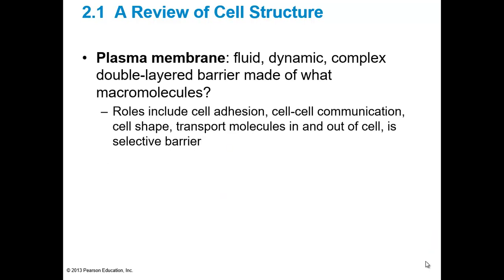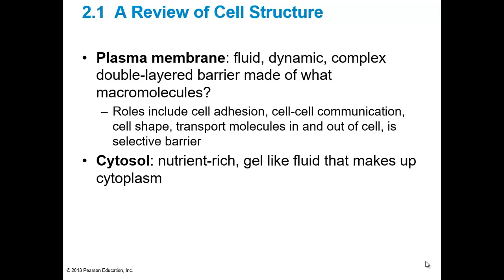Okay. And so all cells have a plasma membrane. This is a very fluid, double-layered barrier, and it's made out of phospholipid. Not only is the plasma membrane used to separate the cell from the environment, but other roles include cell-to-cell adhesion, cell communications, shape, delivery of transport molecules in and outside of the cell, and of course it's a barrier.